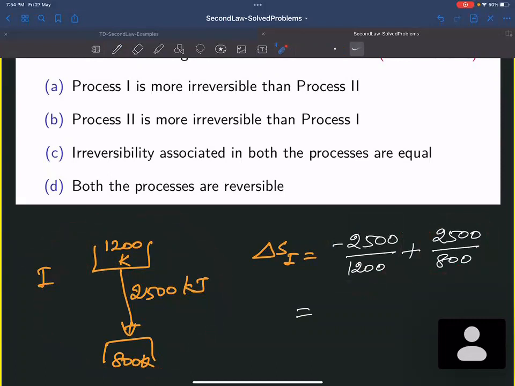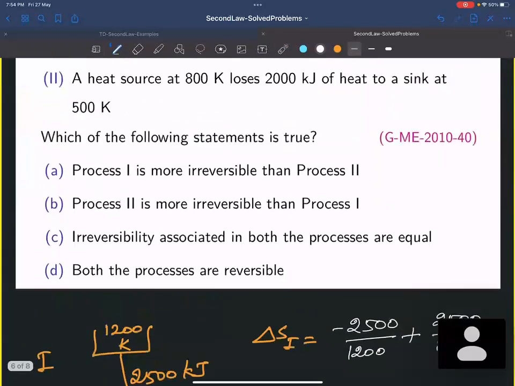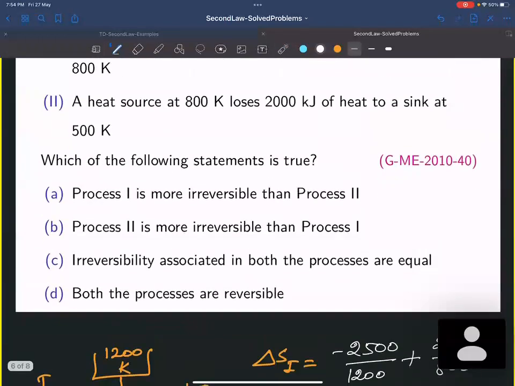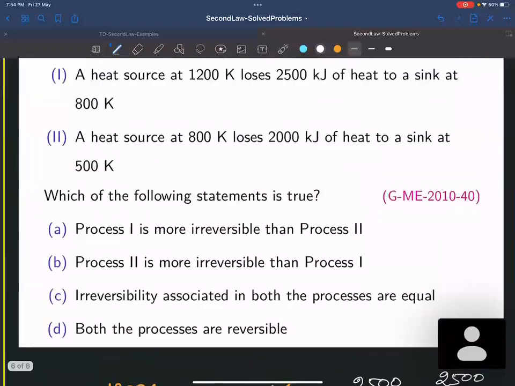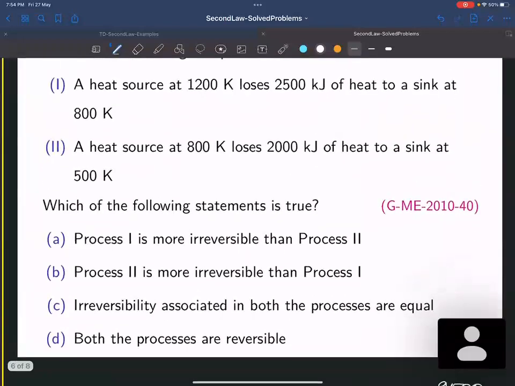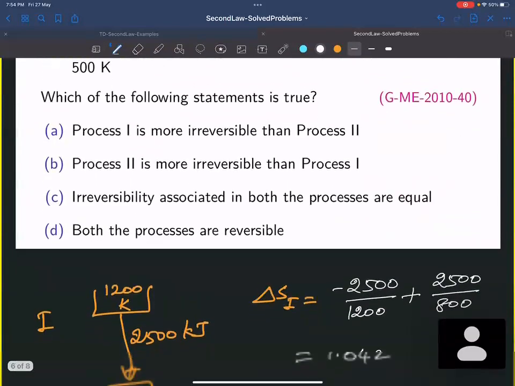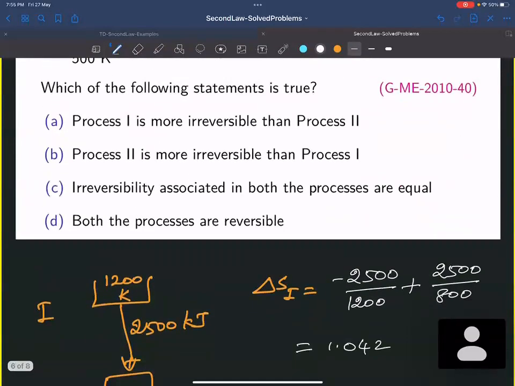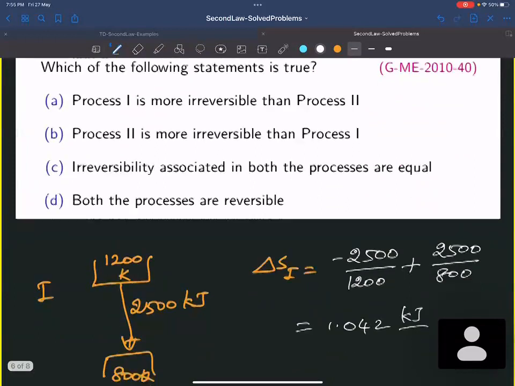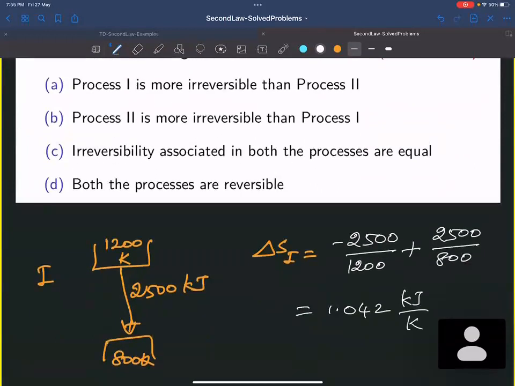So please work this out. Maybe I can give you the correct final answer without working much. I'm having the answer equal to 1.042. Maybe you can check. What is the unit? It is kilojoule per Kelvin only, no? Because the numerator is kilojoule and the denominator is simply Kelvin.